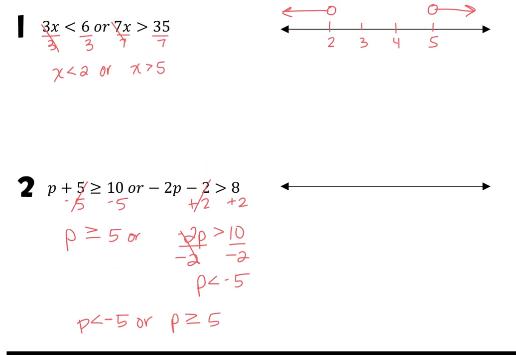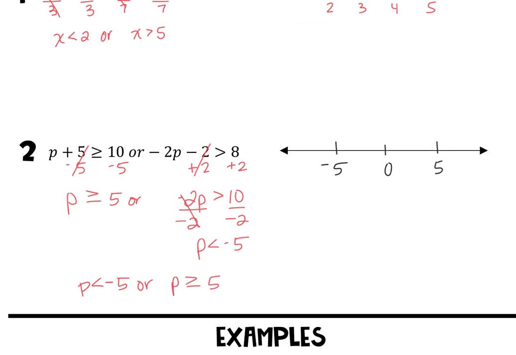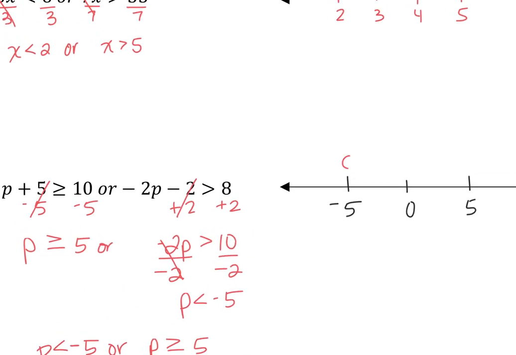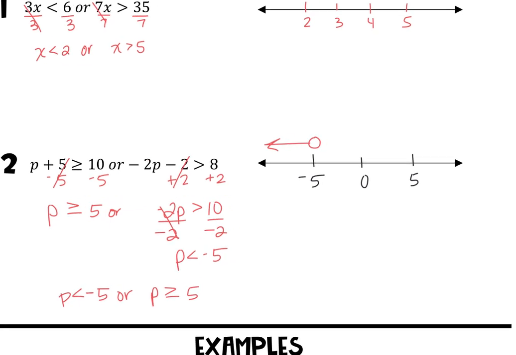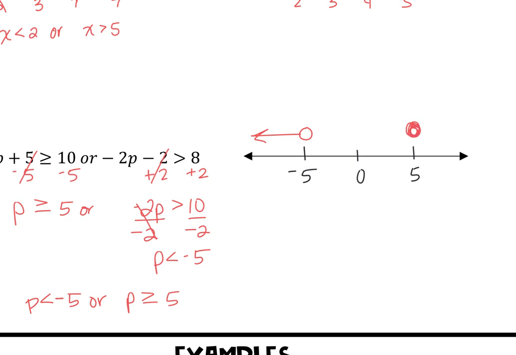So then when I come to graph it on the number line, I'm just going to do -5, 0, and 5. Keep it nice and easy. If you did all of it, that's okay. Then, since it's just p is less than -5, I've got that open circle on -5, and I'm shading to the left. Or p is greater than or equal to 5. So now that it's greater than or equal to on 5, I'm going to have this closed circle, and I'll shade to the right. Any questions on our or inequalities?